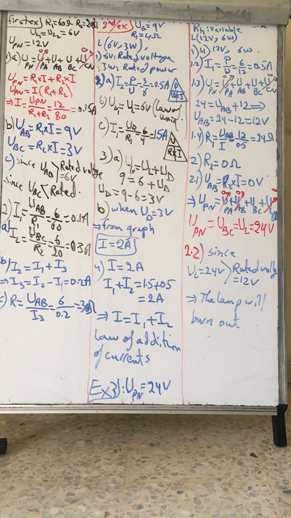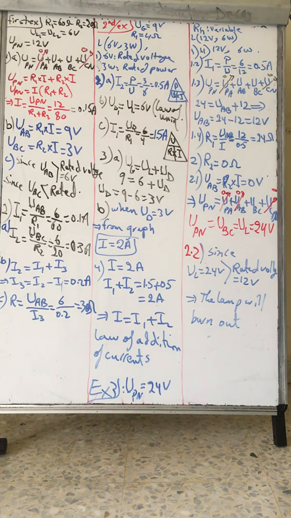What does each of the indications represent? 12 volts is the rated voltage, which is the voltage of normal functioning. 6 watts is the rated power, which is the power consumed in normal function of the lamp. Part 2, show that the electric current flowing through the lamp is I equals 0.5 ampere. I equals P over U. That is I1, here we named it I1. We divide P by U and we get 0.5 amperes.